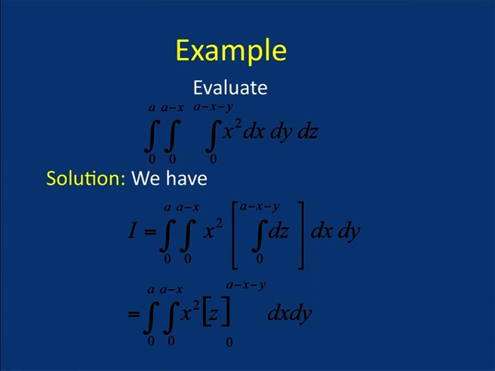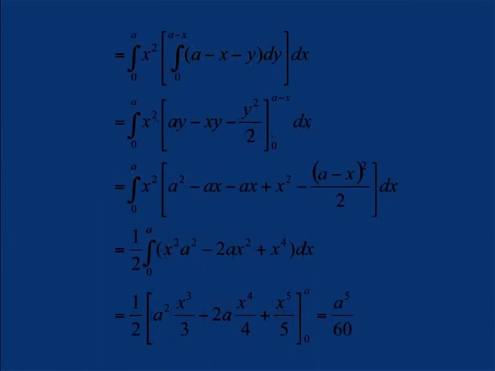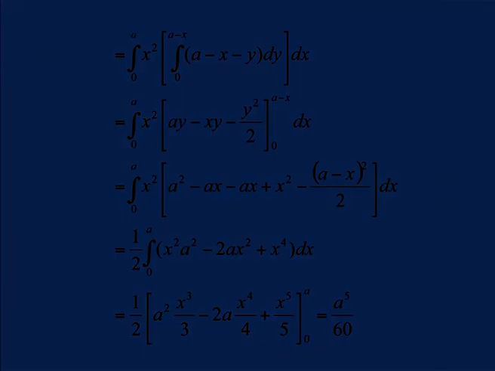Here the integrand is x square, so we integrate from 0 to a, 0 to a minus x, 0 to a minus x minus y, x square dx dy dz. First integrate with respect to z, then with respect to y, then with respect to x, and simplify the integration. We find the value of this triple integral is a to the power 5 upon 60.